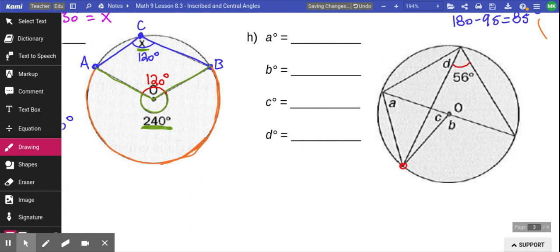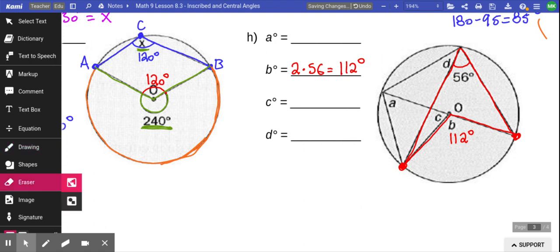That 56 degrees is connecting this point to this point. If I was to draw that out, that would be an inscribed angle. First thing I'm going to do is check to see if I can find the central angle that would also connect those 2 points. That would be angle B. So angle B must be 2 times that inscribed angle. So 2 times 56 should be 112 degrees. That's because central angles are double that of the inscribed angles.